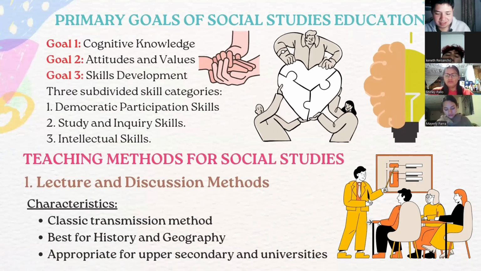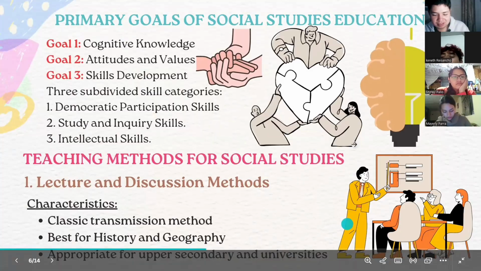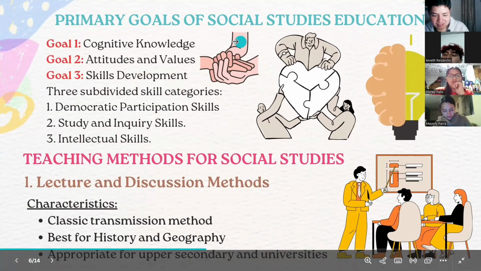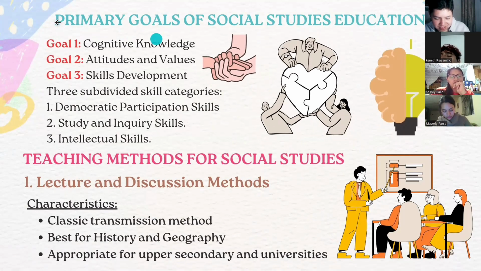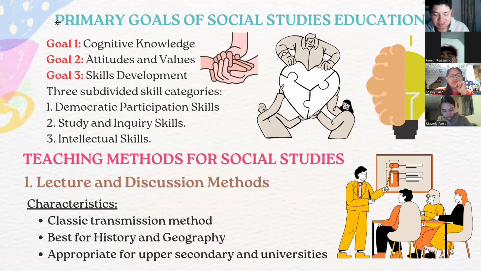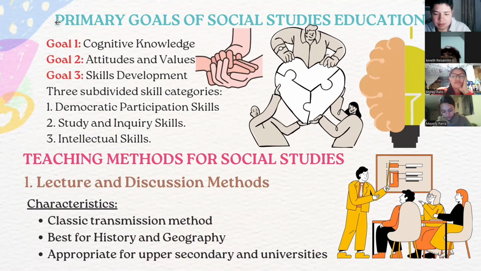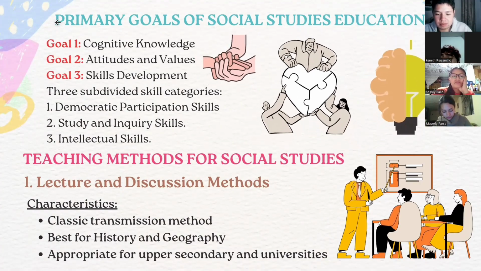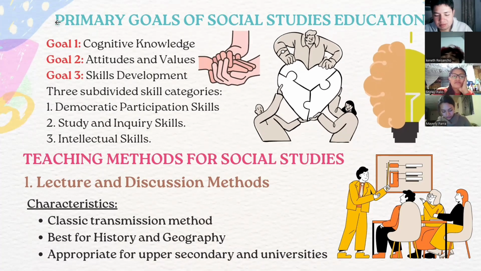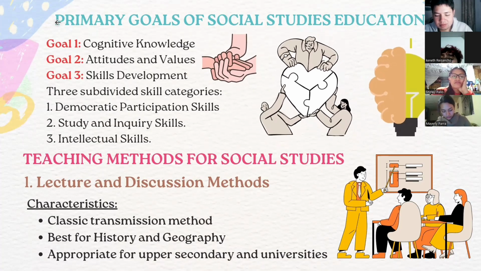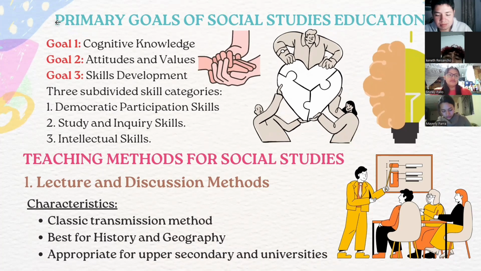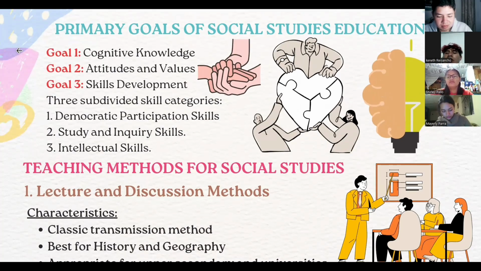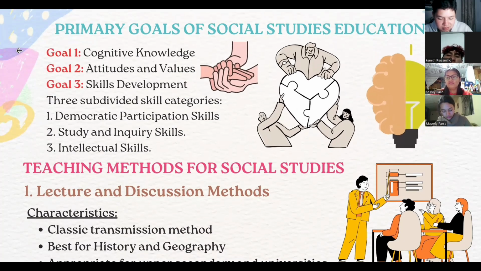And the primary goals of social studies education: there are three primary goals. The first goal focuses on cognitive knowledge, including facts, ideas, skills, and methods. The second goal addresses attitudes and values. And the third goal involves skills development, divided into three categories: intellectual, cognitive, and social studies. The teaching methods for social studies: lecture and discussion methods. The characteristic is a transmission method, but for history and geography.